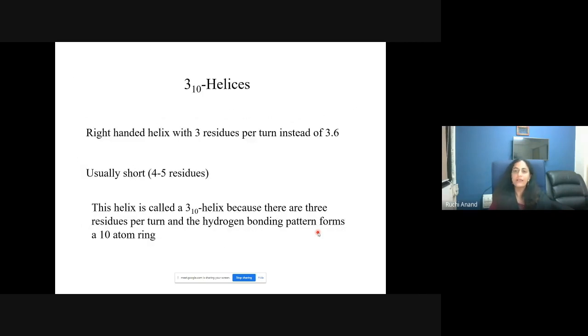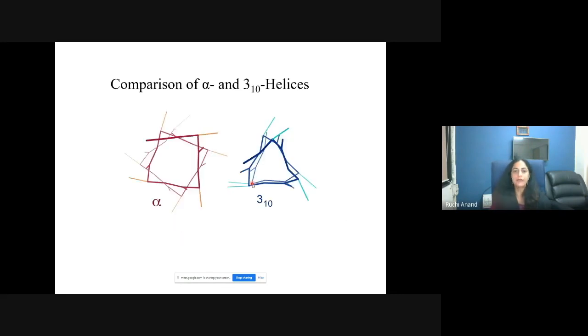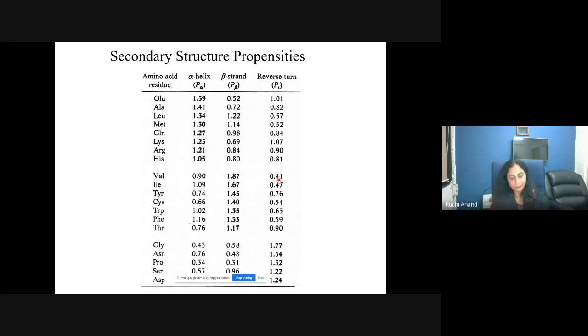There is another kind of helix called the 3-10 helix, and also there is something called pi helix. But the 3-10 helix, you can see, is a right-handed helix with 3 residues per turn instead of the 3.6 that we are used to. So the 3-10 helix is a more compact helix. It will be much more compact, and they are generally short. And you can see that if the alpha helix has this much space when you look down, the 3-10 is much narrower because it's an I plus 3 type of hydrogen bonding pattern.